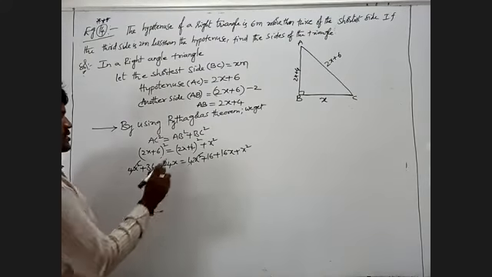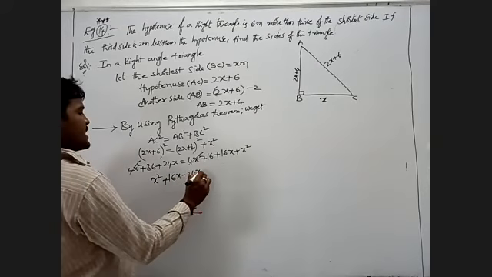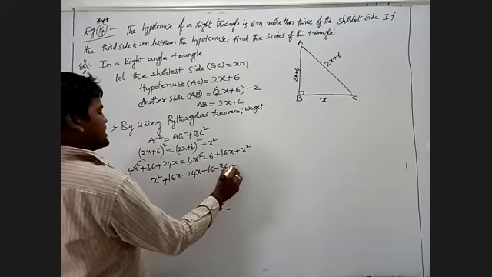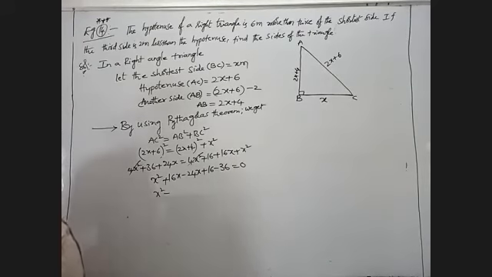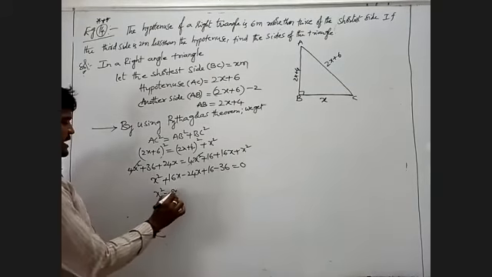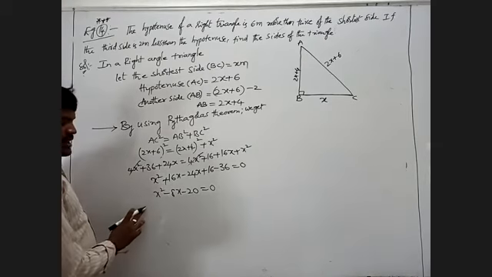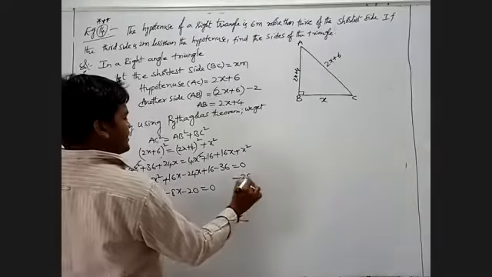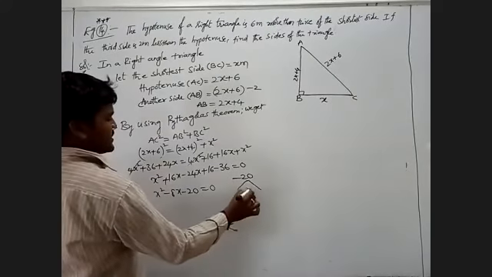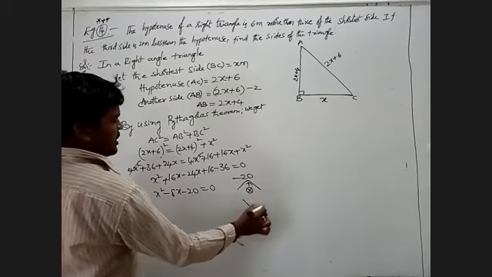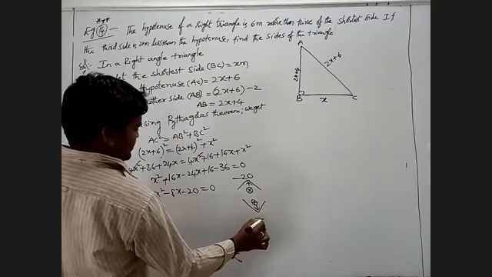x square plus 16x minus 24x plus 16 minus 36 equals 0. That is x square minus 8x minus 20 equals 0. We have to find the factors. The product should be minus 20, and the sum should be minus 8.